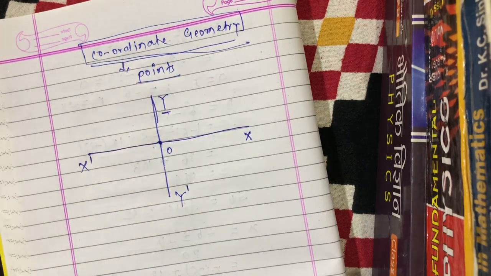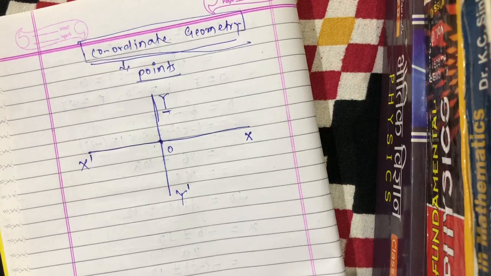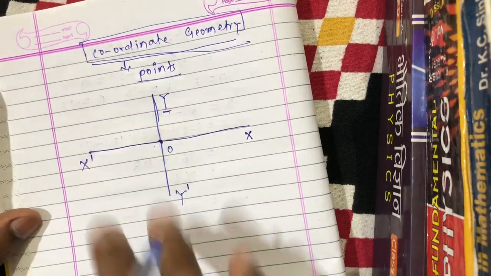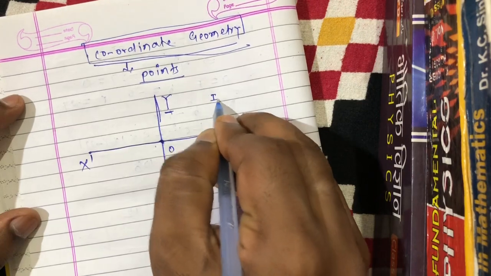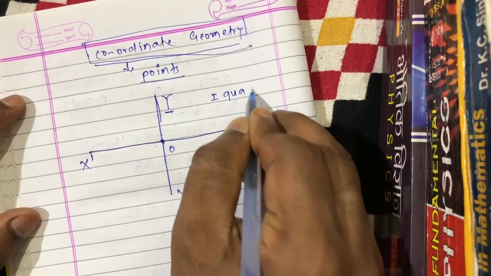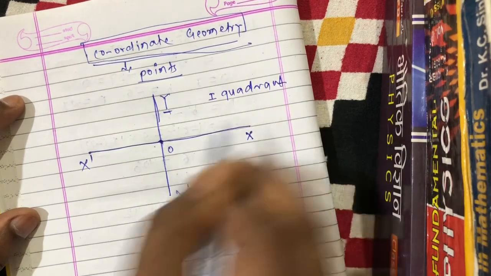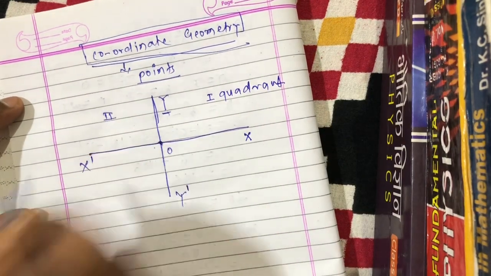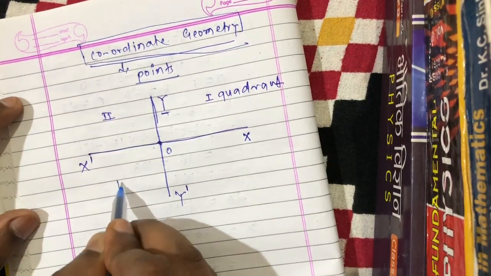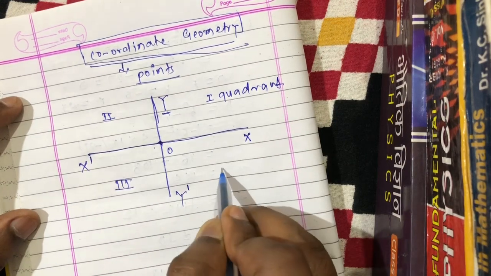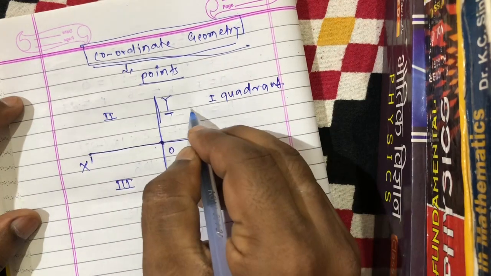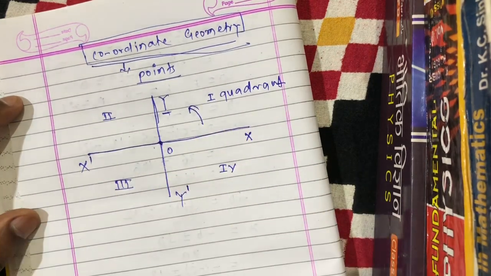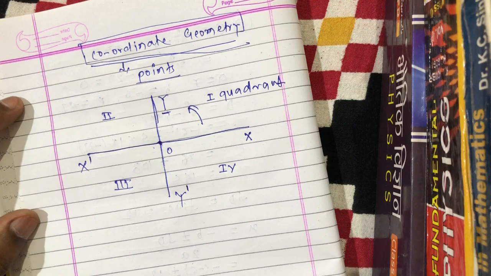Now you can see that these two perpendicular lines divide a plane into four parts. These four parts are called quadrants. This is called the first quadrant. This is called the second quadrant. This is called the third quadrant, and this is called the fourth quadrant. You can see that we are moving anti-clockwise. Clear?